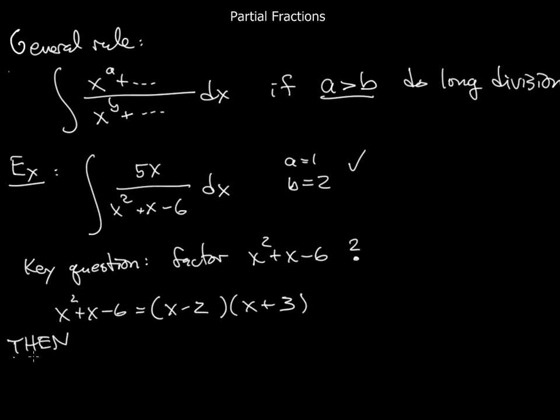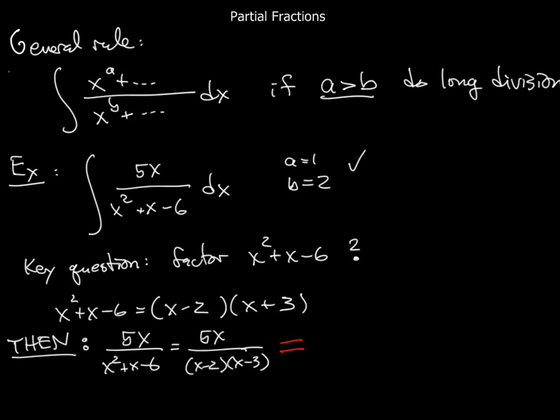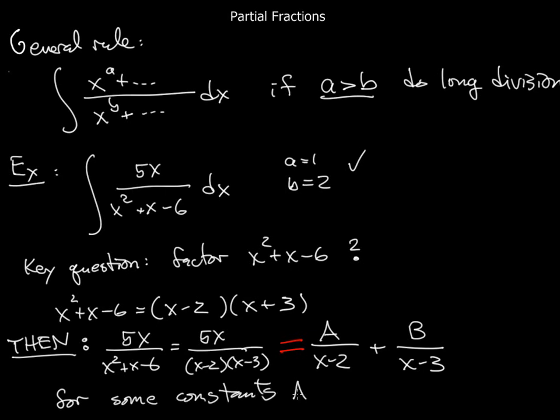And so the main step in partial fractions for this guy is you write 5x over x squared plus x minus 6. You first factor the denominator, and then you try and write that as a constant over x minus 2 plus some other constant over x plus 3. I wrote minus 3 there. That's a misprint, should be plus 3. And you try and find a and b which make this true. And if you can, then you've got an integral that you can do.